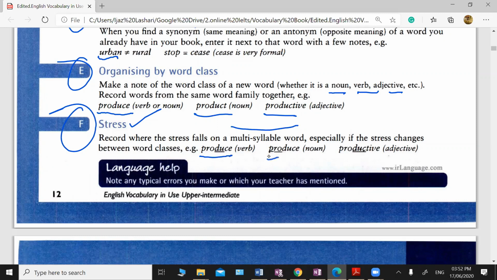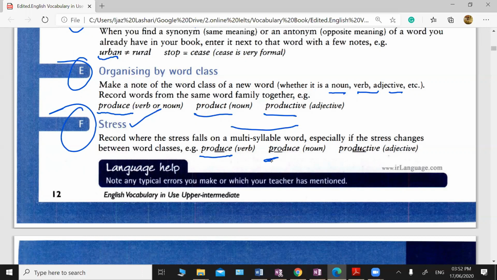The stress is on pro. Produce. That's a noun. And the first one, produce, the stress is on du. That's a verb. Now you can see how important pronunciation becomes, because if you pronounce it the wrong way, the other person will not get it.